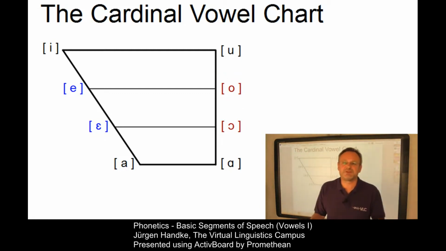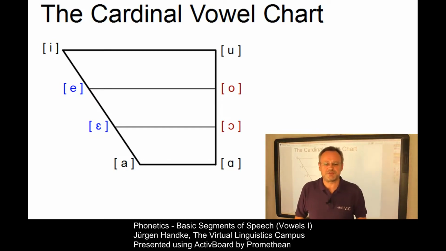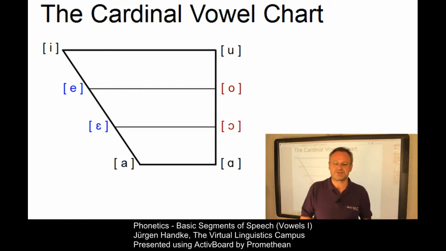With the third parameter, the parameter of lip rounding, you may have noted that some of the vowels I've just produced were produced with rounded lips like U, others were produced with spread lips like E, and with this parameter we can now create 2 sets of cardinal vowels, the primary set and the secondary set. Let us look at them in more detail.